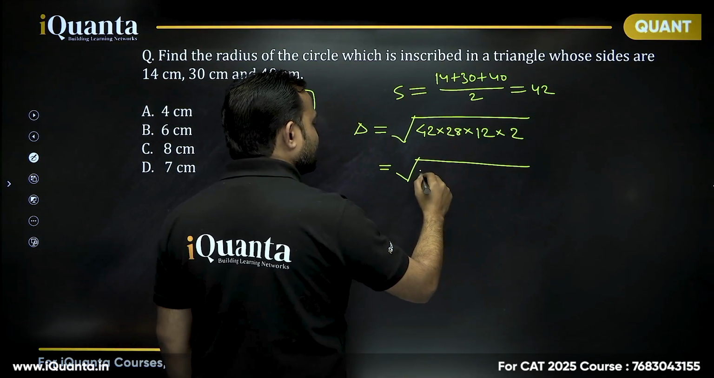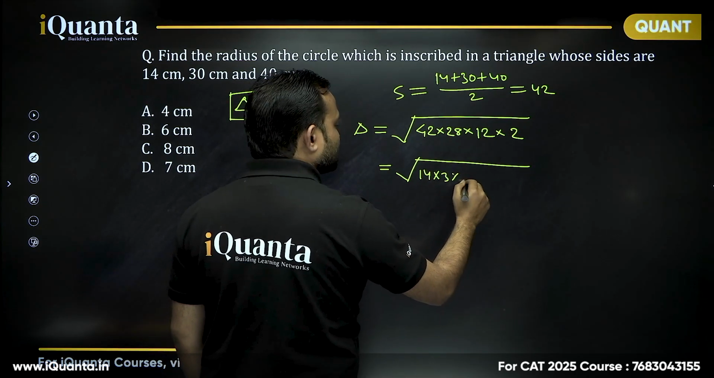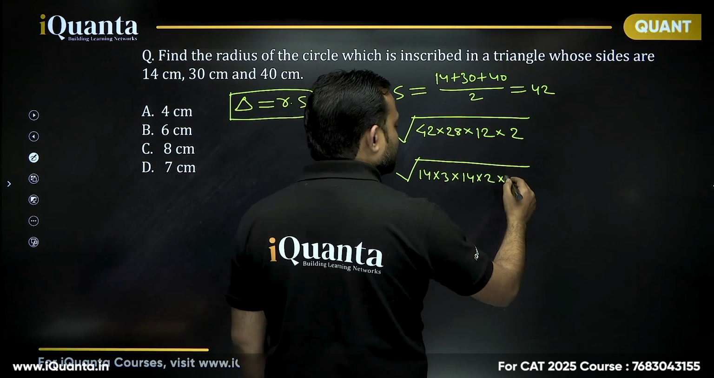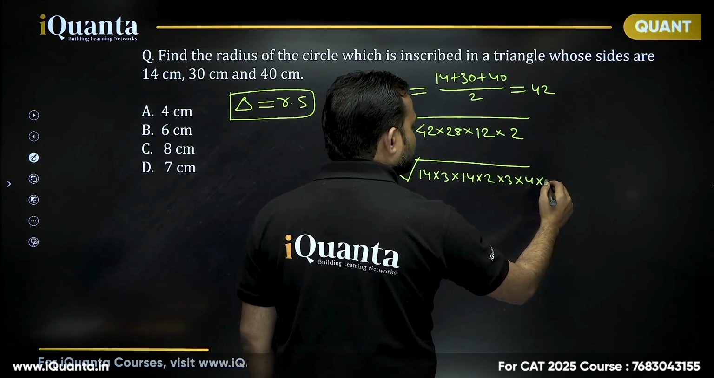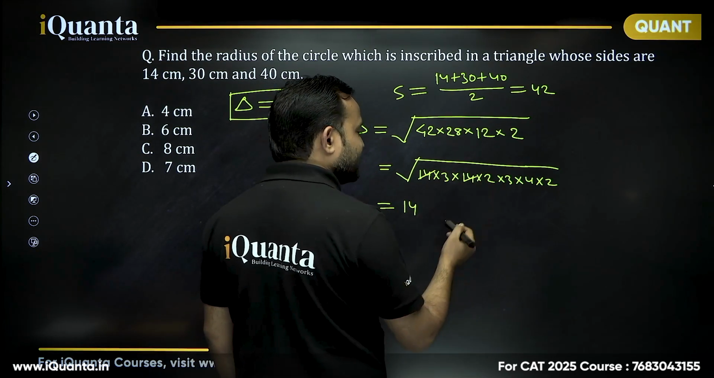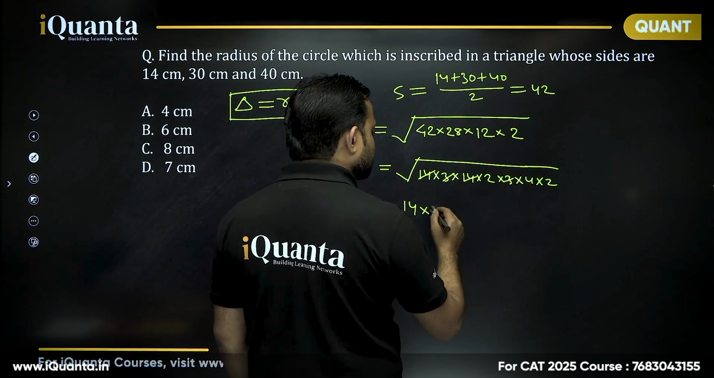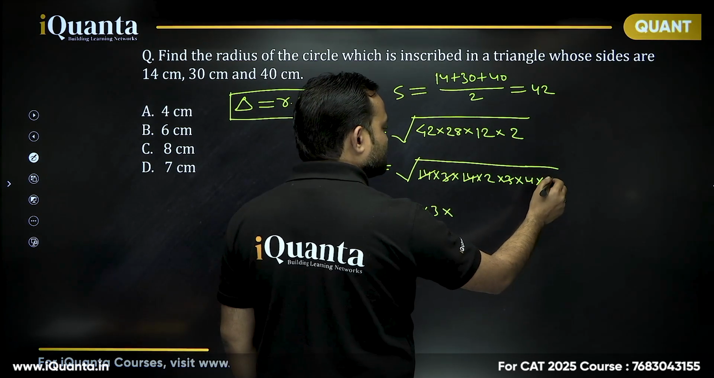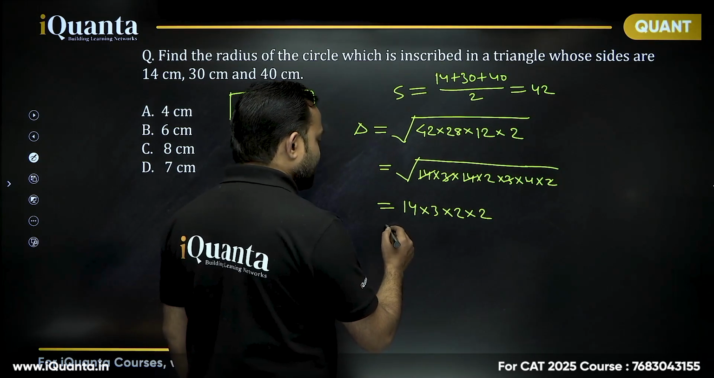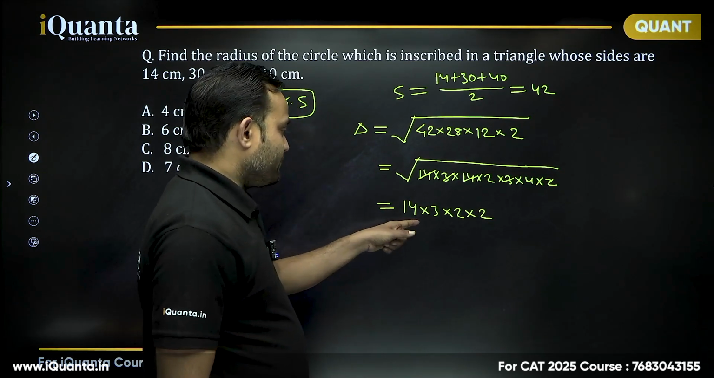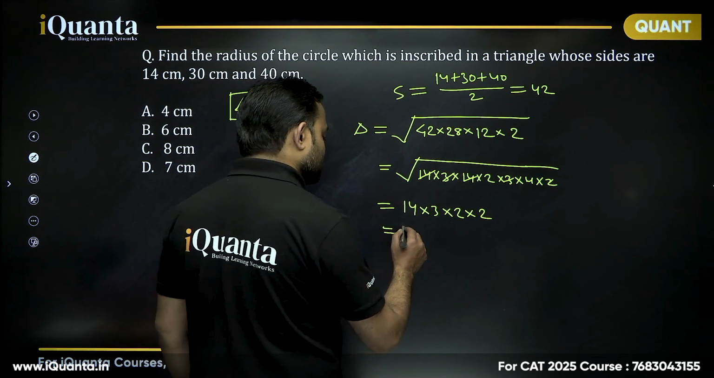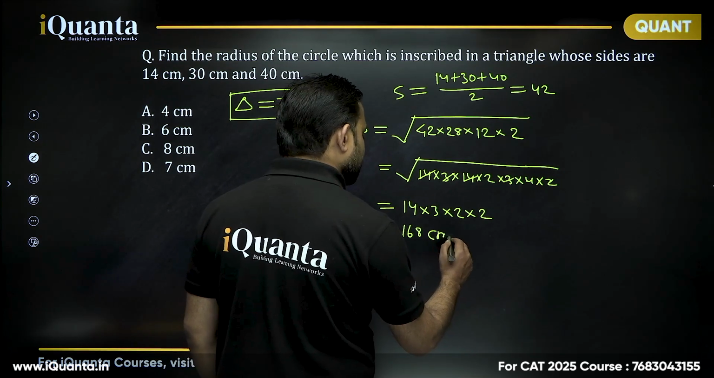So this I can write 14 into 3. 28 can be written as 14 into 2. 12 can be written as 3 into 4 and then into 2. So we can take 14 outside, we can take 3 outside, and then we can take 2 outside, and then 4 is nothing but 2 square. So our area is nothing but 4 into 3 is 12 into 14. So this is 168 centimeter square.